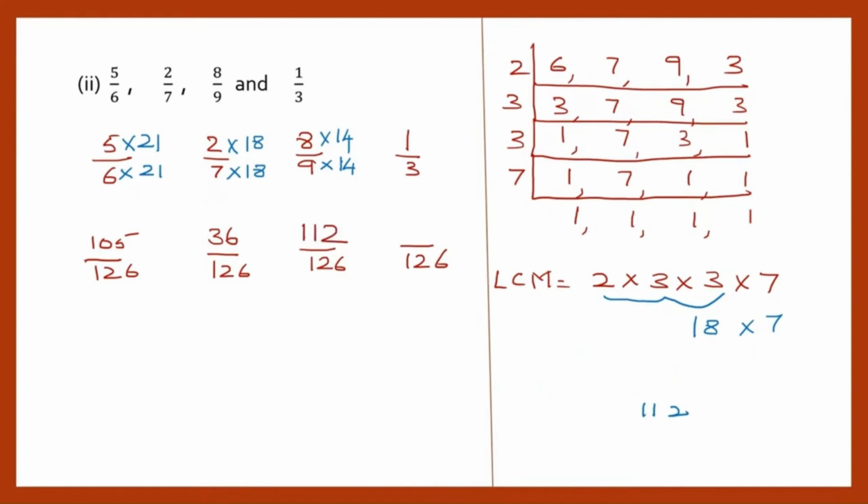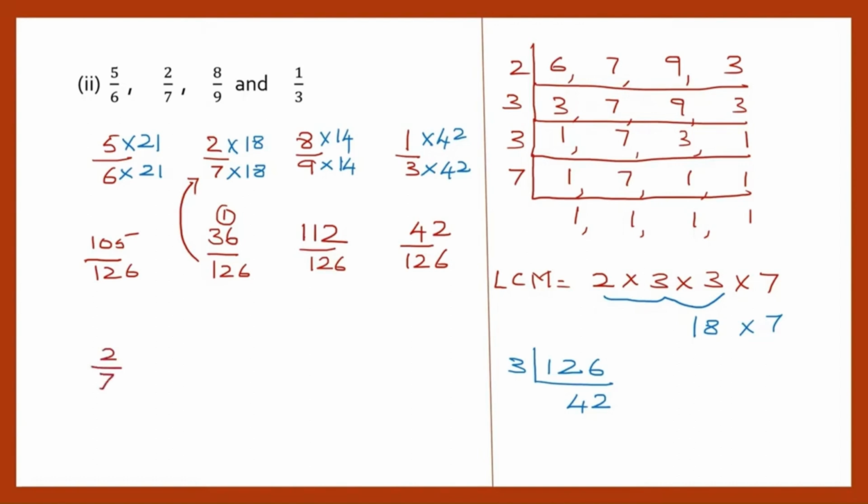Let's move on to the fourth one. So I have 3 into what will give me 126. Let's divide 126 by 3. 3 fours are 12. 3 twos are 6. So 3 into 42. So 1 into 42 is 42. So now I have like fractions. Let me look for the smallest numerator. 36 is the smallest. So my smallest fraction is 2 by 7.